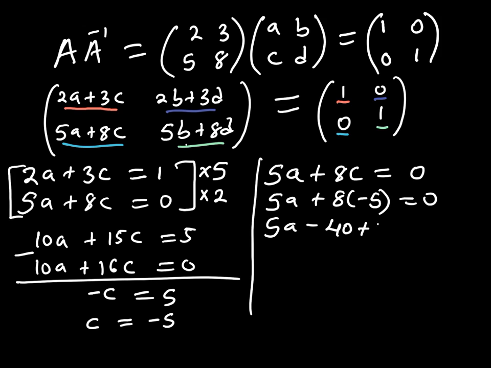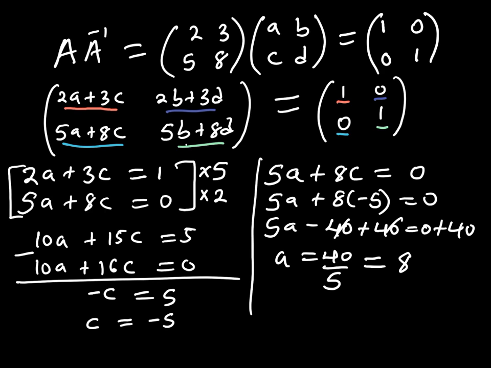So let me take the other side. It is equal to 0 plus 40. And therefore, a is 40 over 5. What do you get if you divide 40 by 5? We end up with 8. So we have a equals 8, and c is equal to negative 5. So what are we left with? What we are left with is something very simple.